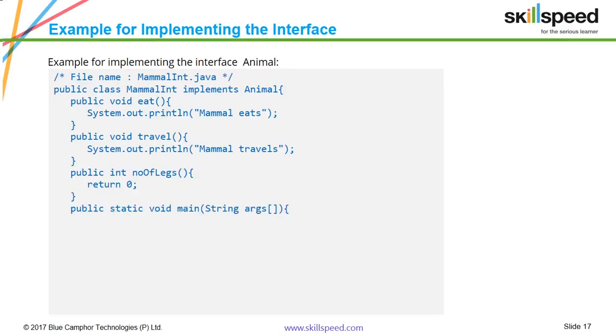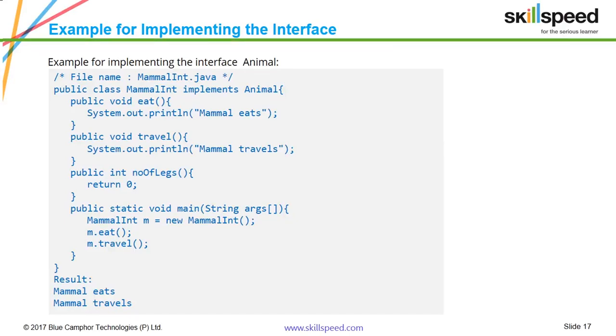Now this method is followed by the public static void main, and in the public static void main we are creating the instance for the MammalInt, m is equal to new MammalInt, and calling the methods m.eat and m.travel. Observe that we are creating the instance for the class against the convention by giving the class name, m is equal to new and the class name, instead of giving the interface name, then object name is equal to new implementing class name, which is the usual convention.